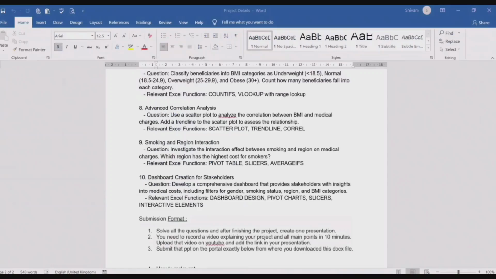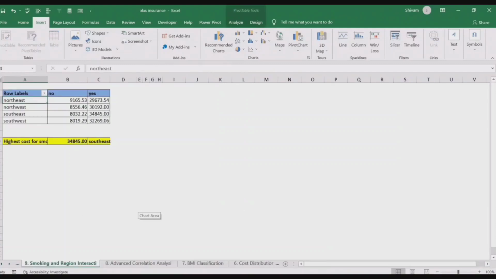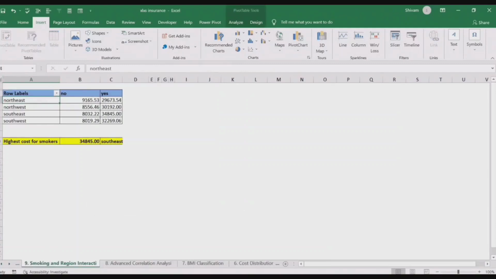Now jump to the next question, which is smoking and region interaction. Here are the medical charges based on the smoking status and the region. We can clearly see that the highest cost for smokers is in the Southeast region, which is 34,845.